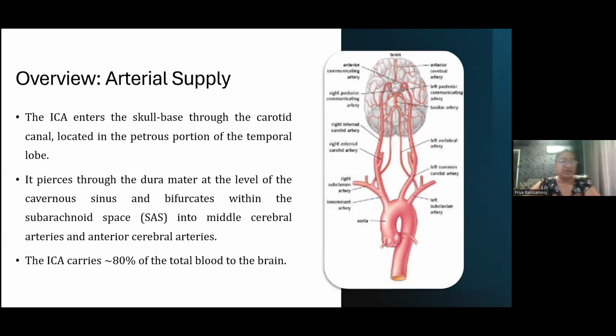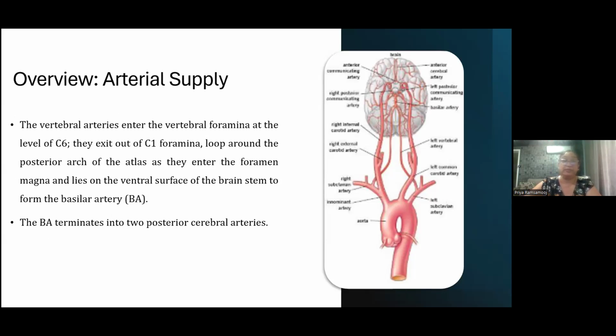So the ICA, or the internal carotid artery, enters the skull base through the carotid canal, located in the petrous portion of the temporal bone. It then passes through the dura mater at the level of the cavernous sinus, bifurcates within the subarachnoid space, and ends up as the middle cerebral and anterior cerebral arteries. Why is it so important? It carries up to 80% of the total blood to the brain.